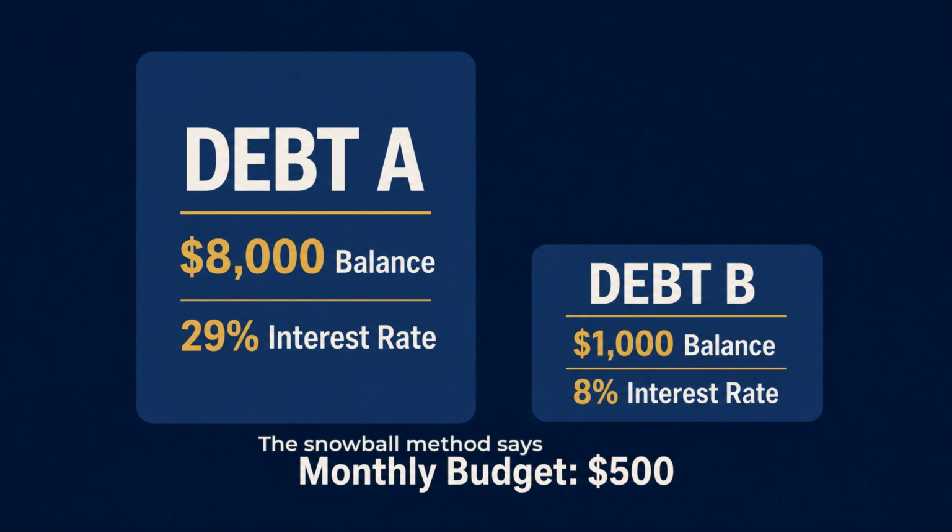The snowball method says, attack debt B first because it is smaller. The person gets a quick win. One account disappears. Psychologically, that can feel great. But financially, the expensive debt is still sitting there.